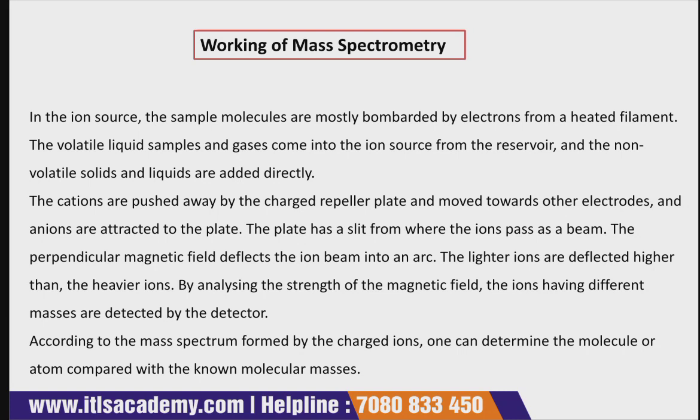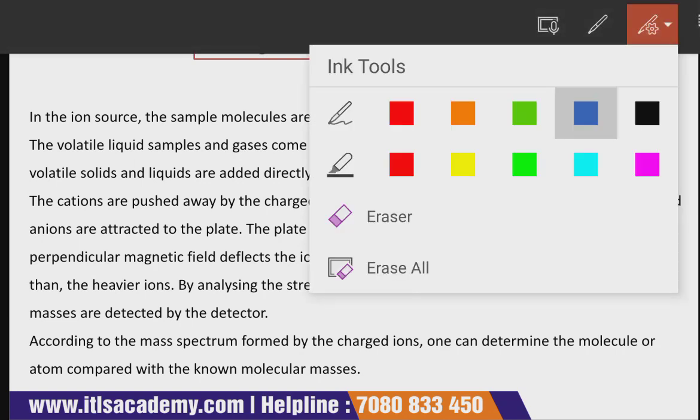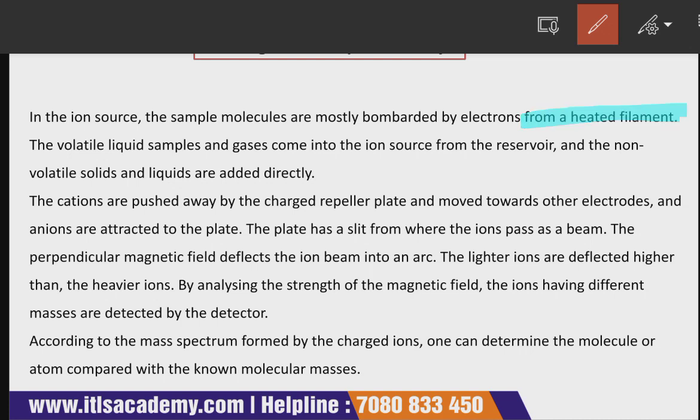This one is again very important because here we are talking about how it is working. The first thing to understand is that in the ion source, the sample molecules, as I have told you earlier, are bombarded by electrons from heated filaments. Which type of filaments is used here? Tungsten filaments. The volatile liquid samples or gases come into the ion source from the reservoir, and the non-volatile solids and liquids are added directly.